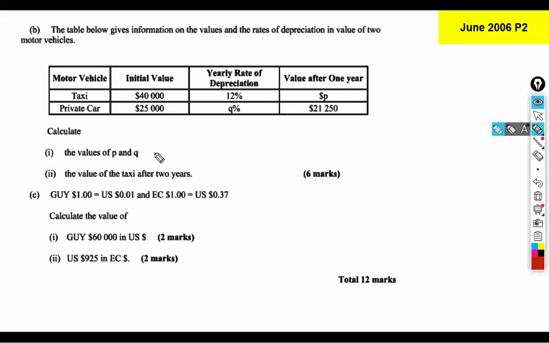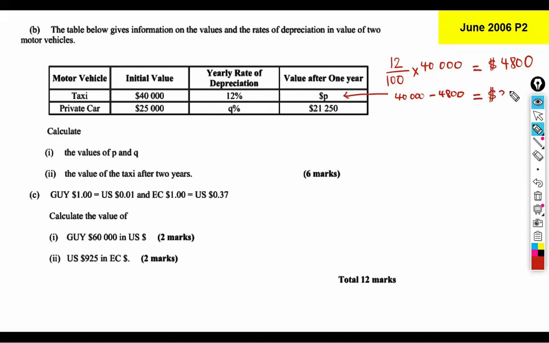So I'm just going to do it the normal way, right? So we're going to find 12% of 40,000. 12% of 40,000. So 12 divided by 100 by 40,000, right? And we get 4,800. So that means it went down by how much? 4,800. So the value of P would be 40,000 minus 4,800. So P is 35,200. A lot of people sent that.